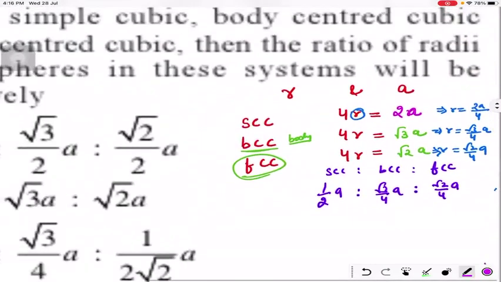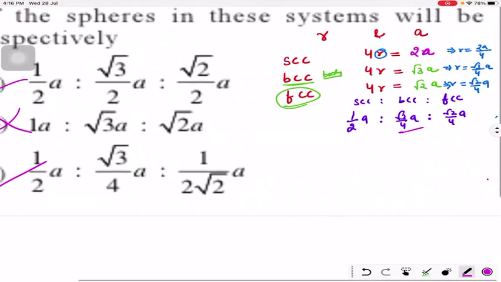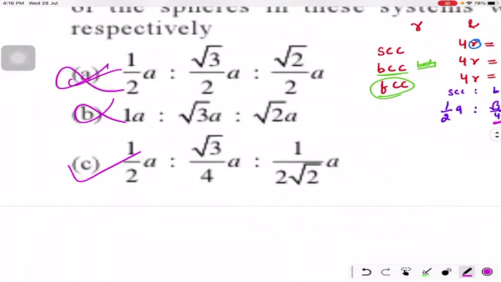So it is given in fraction only. So 1 by 2, B cannot be the answer. So root 3 by 4. So your option number A is incorrect. Option number C is correct.